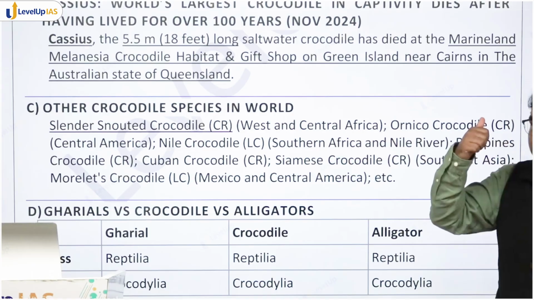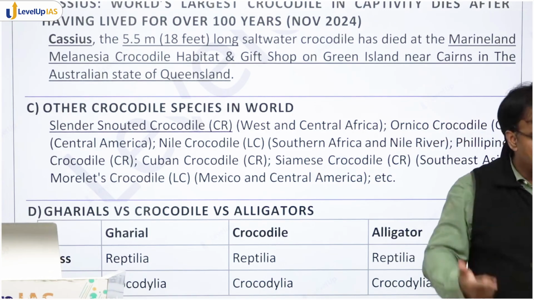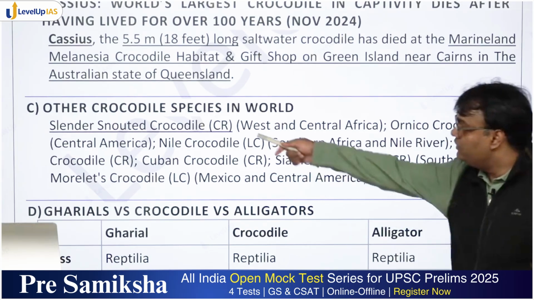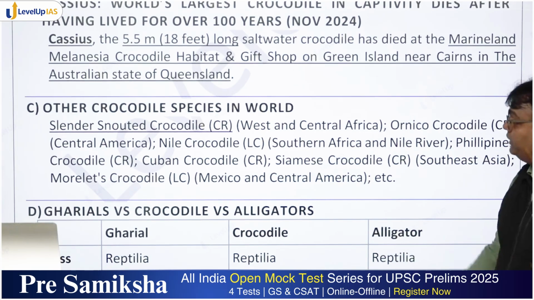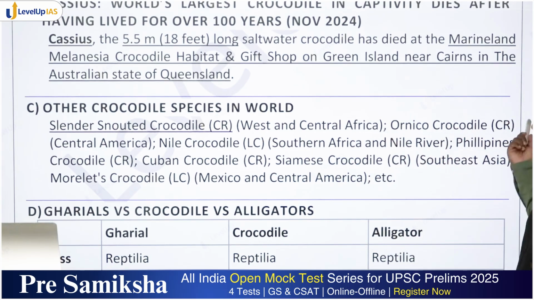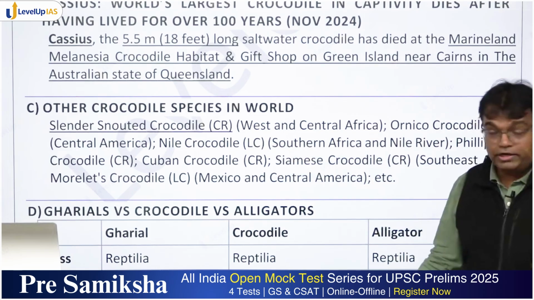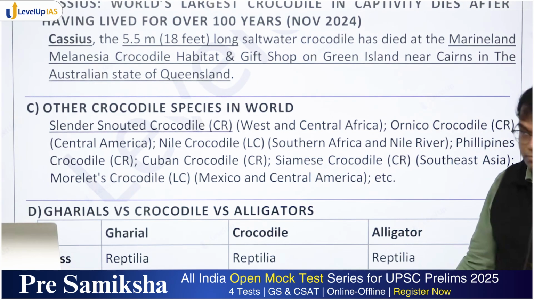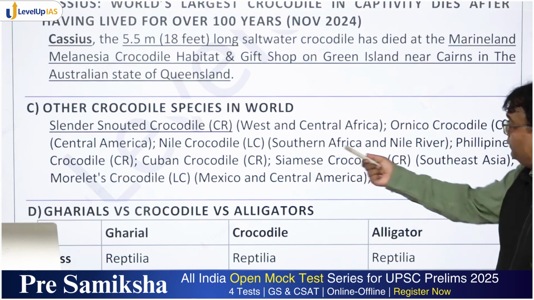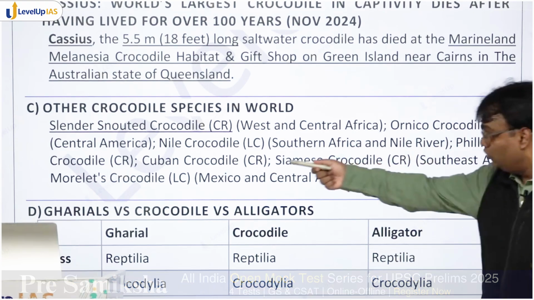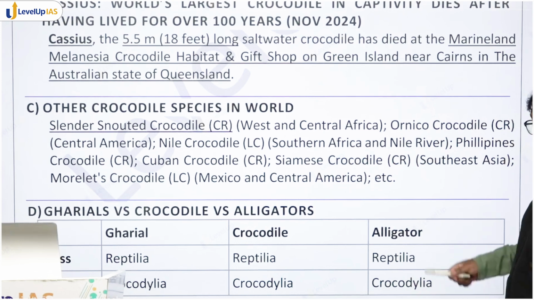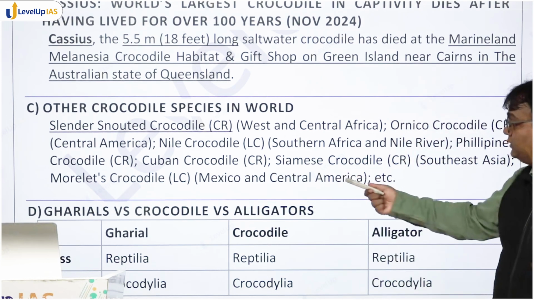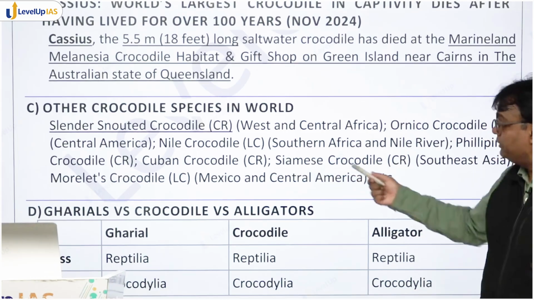The gharial, the mugger, and the saltwater crocodile are not the only crocodiles in the world. You will see the slender-snouted crocodile is critically endangered, found in Africa. The Orinoco crocodile is critically endangered, found in Central America. The Nile crocodile is least concern; from the name you can tell where it is found: Southern Africa and the Nile River. Philippine crocodile, Cuban crocodile, Siamese crocodile, and Morlet's crocodile, found in Mexico and Central America.